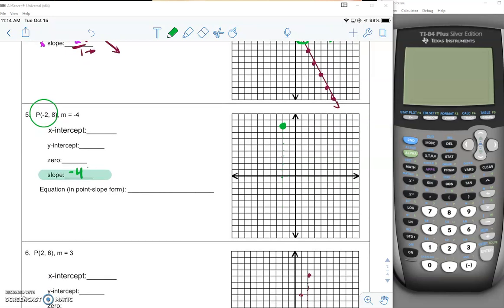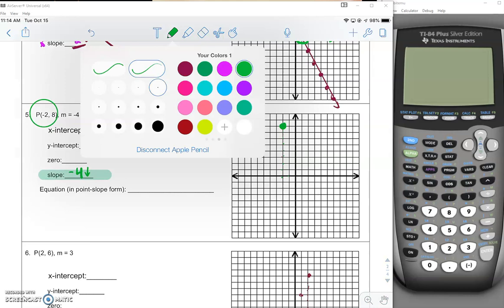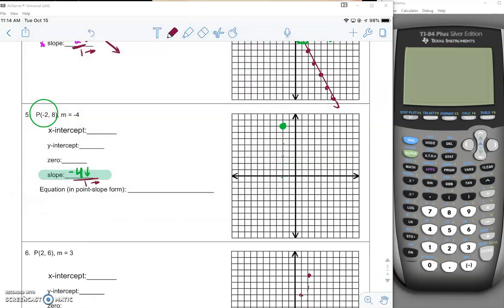I'm using the slope to find my next point so I can draw my line. A slope of negative 4, so I'm going down 4 and over 1. This should be a negative slope, so decreasing from left to right. So down 4, 1, 2, 3, 4, over 1, all the way across my graph. Once I have as many points as I can, I will connect them with a nice straight line.